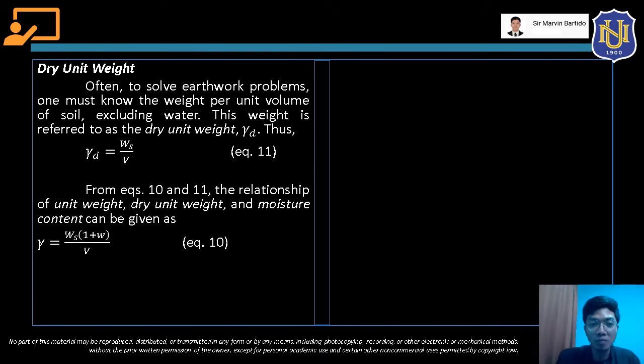So we can replace this W sub S over V, class, with gamma dry. So this will become gamma dry times 1 plus the water content. So, if we solve for gamma dry, class, this will just be equal to gamma over 1 plus water content. Okay, so this will be our equation 12. So this is the dry unit weight in terms of the unit weight and water content. Okay, so take note of this, class.